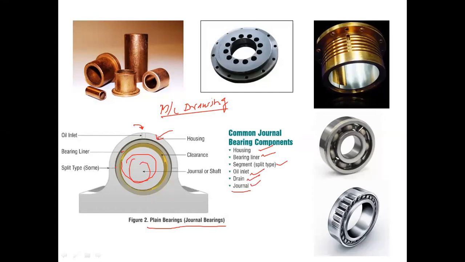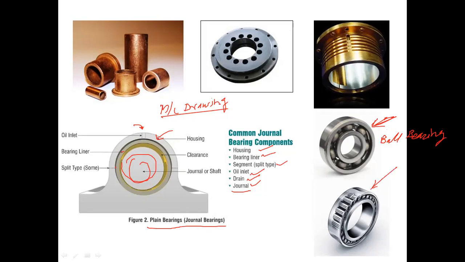What is this bearing? Have you seen this bearing? Yes, sir. Which bearing? This one? Roller bearing. This is a ball bearing, and this one is your roller bearing.